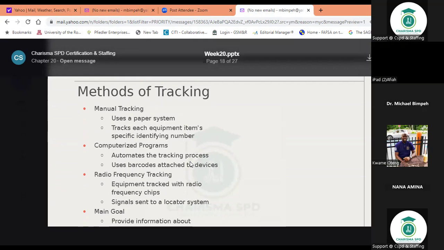Methods of tracking. It can be manual, using just a paper system, etc. And I mean, I did all these things, especially inventory. I did all these things, and you are going to do them. Tracks each equipment item's specific identifying number. When you keep records of equipment with the serial numbers, it is easy to track.